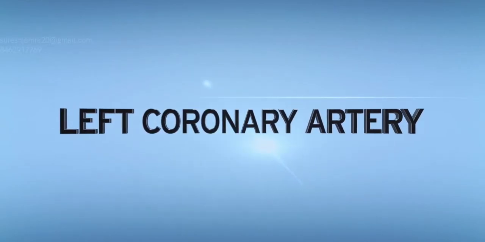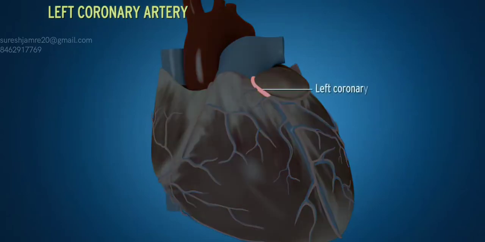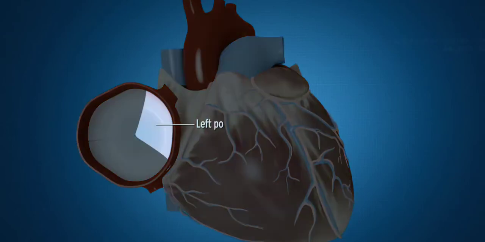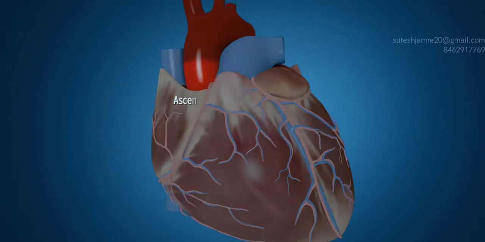Left coronary artery. The left coronary artery arises from the left posterior aortic sinus of the ascending aorta.